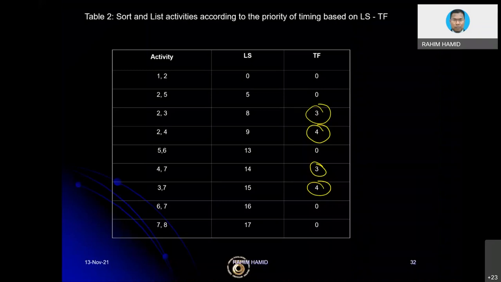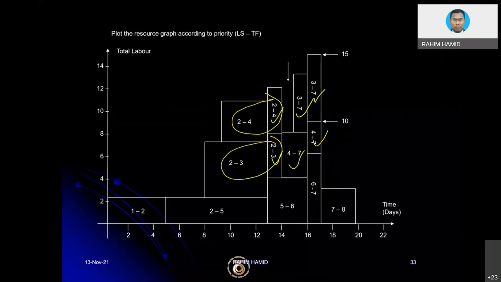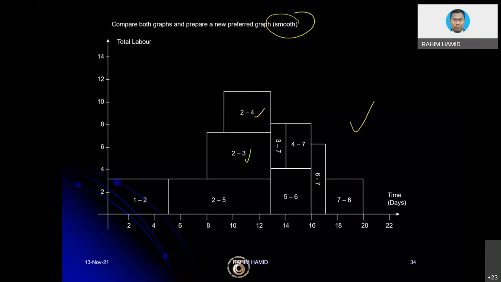Even if you are using a computer, you still have to look at those things. The good thing about using the computer is that once you adjust your bar chart a little bit, either to the left or to the right based on the available total float, then automatically you can take a look at what we call a resource diagram.